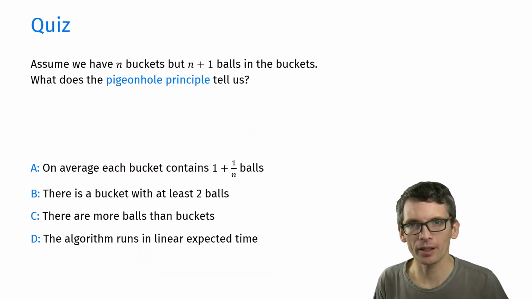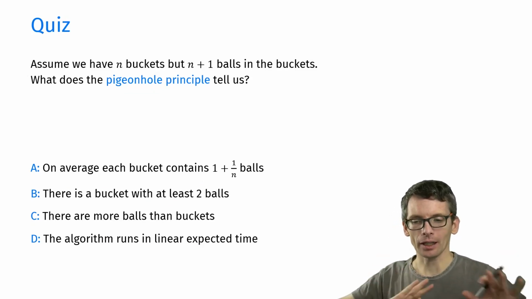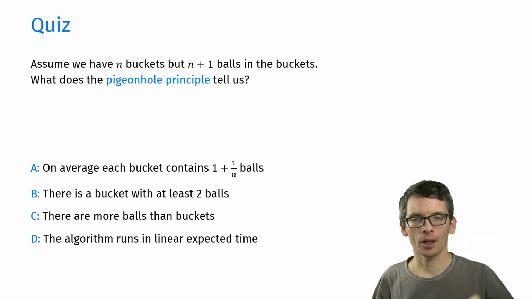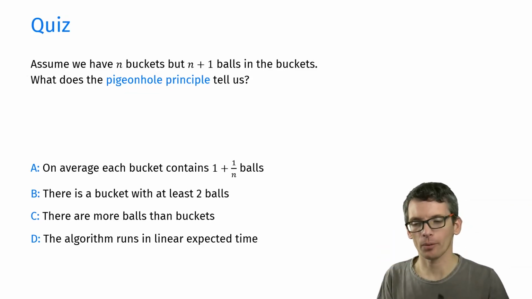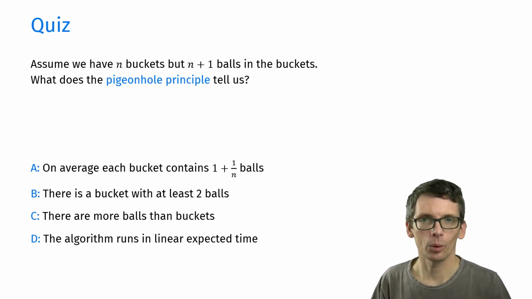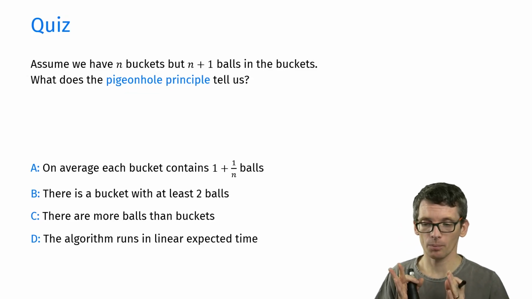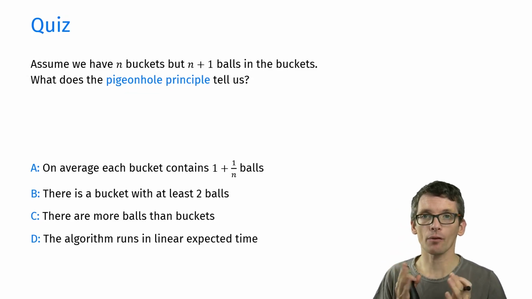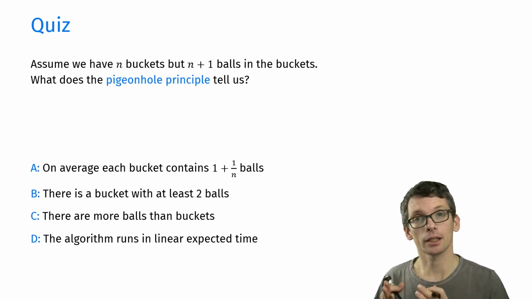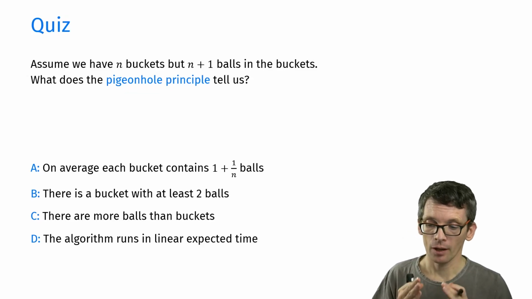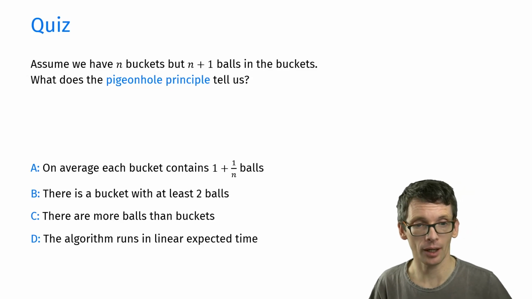So let's wrap things up with a final quiz. Slightly different setting: we still have n buckets, but now we have n plus 1 balls, which we throw into the buckets. What does the pigeonhole principle tell us in this case? Does the pigeonhole principle say that on average each bucket has 1 plus 1 divided by n balls? Does it say there's at least a bucket with 2 balls? Does it say there are more balls than buckets? Or does it say the algorithm runs in linear expected time?